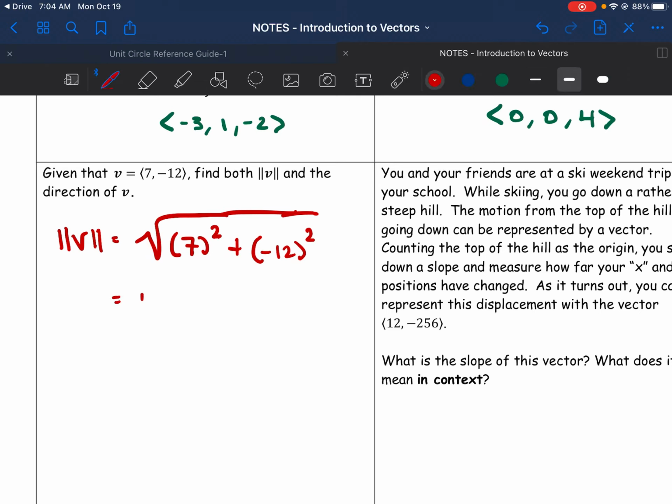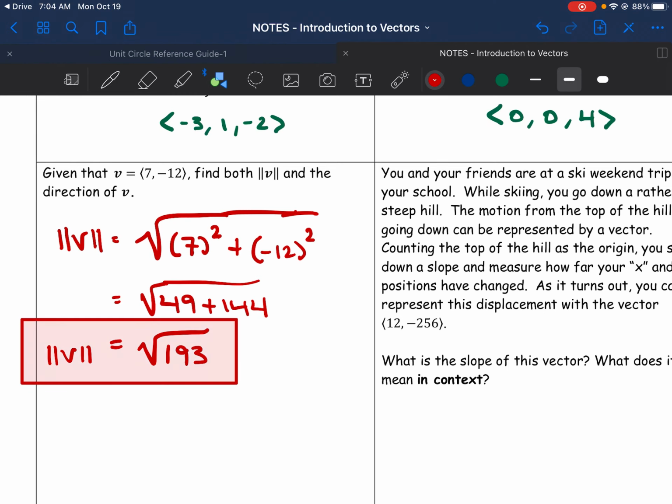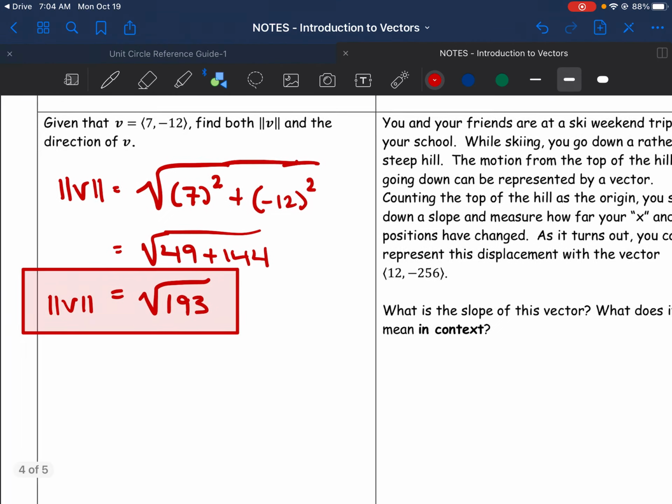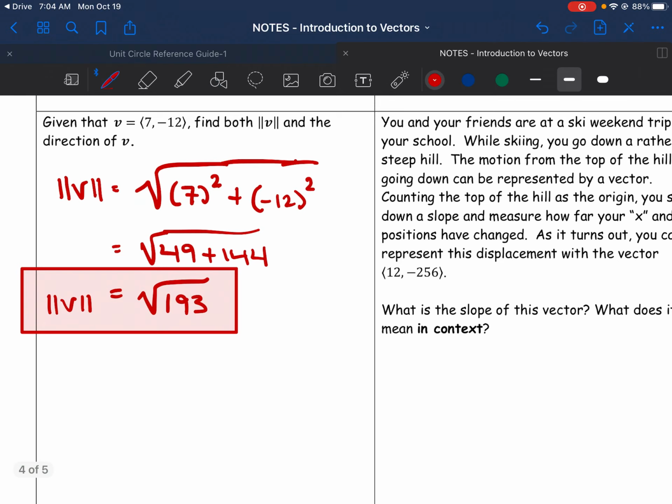So we have 7 squared, which is 49. Negative 12 squared, so negative 12 times negative 12, that's plus 144. And when we go to calculate this, 144 plus 49, that's going to give us a square root of 193. And square root of 193 cannot be simplified any further, so the magnitude of v is the square root of 193. Okay.